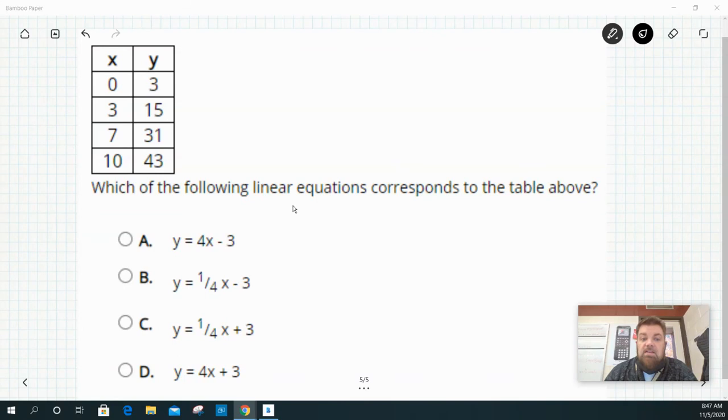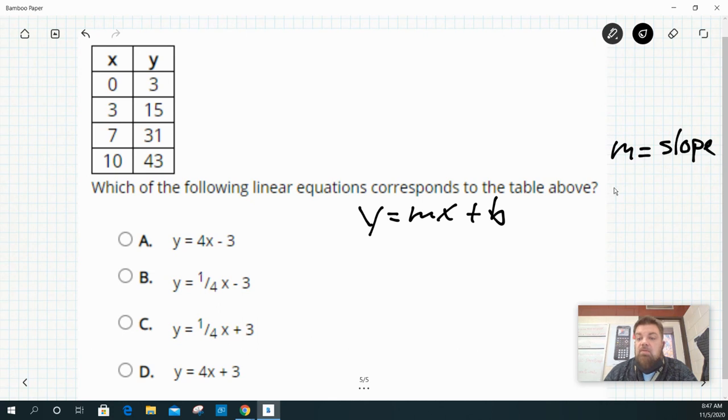So I'm asked to write the linear equation or the linear function for this. Remember that it's going to be y equals mx plus b. And remember also that m is the slope, which is the rise over run. And one way we could think of that is the change in y over the change in x.